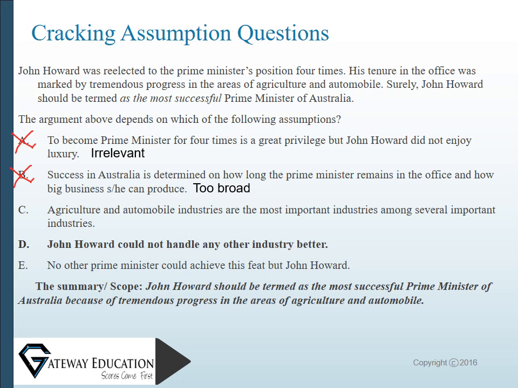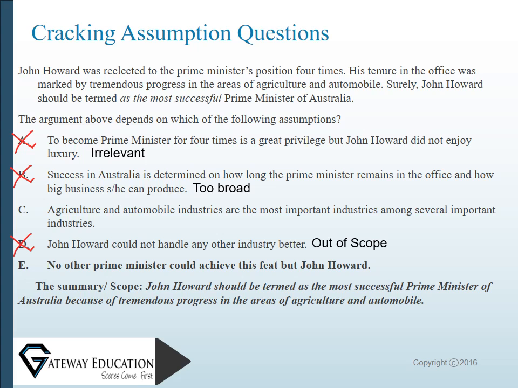John Howard could not handle any other industry better. It is an out of scope option because it is an unwarranted comparison. Option E: no other Prime Minister could achieve this feat but John Howard. Well, had it been an inference question, this could be a possible best choice, but since it is not, we'll eliminate it as inference, not an assumption.